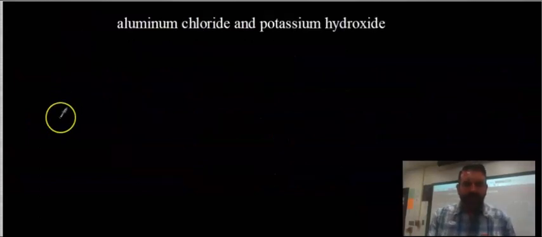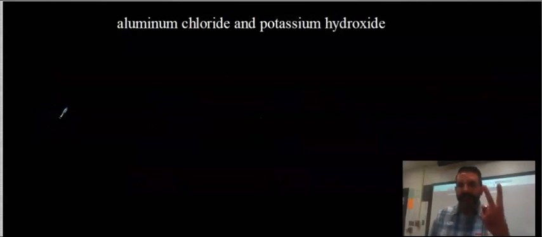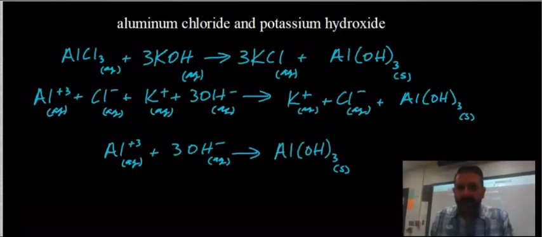And let's go ahead and try one more. Write the balanced double replacement equation, ionic equation, net ionic equation for the reaction between solutions of aluminum chloride and potassium hydroxide. Go ahead and pause the video and work on that. And there are the 3 equations for this reaction.